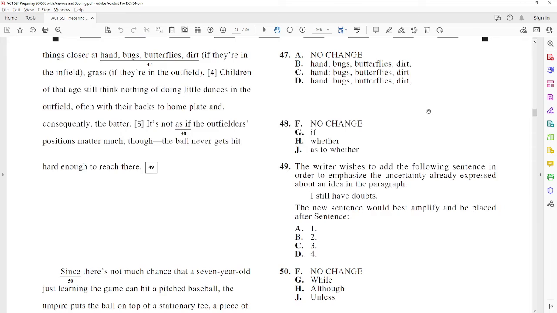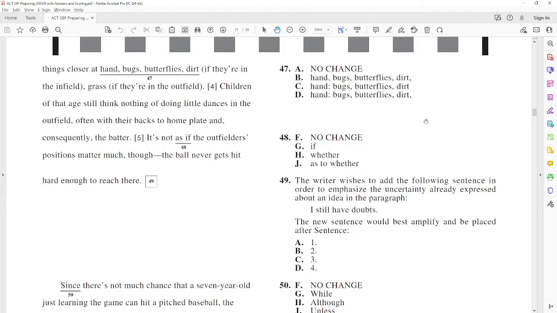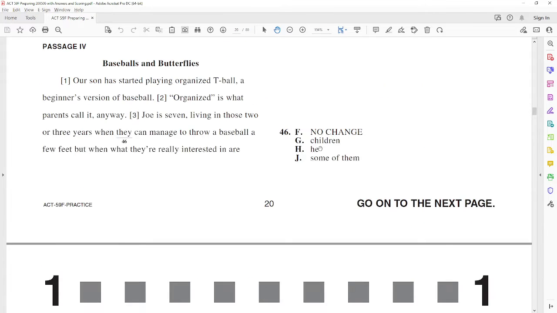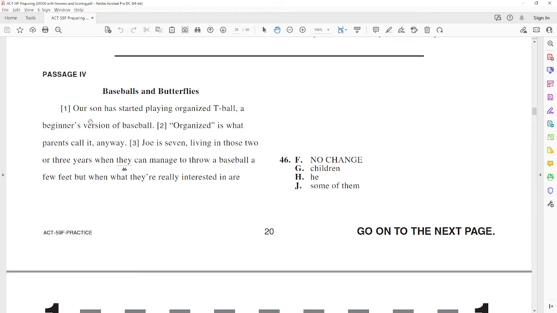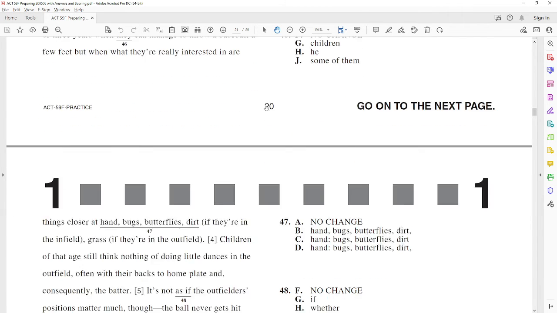Okay, that's what I put there. I always like to check my topic list to make sure I got it right. So let's check this. It says the writer wishes to add the following sentence in order to emphasize the uncertainty already expressed about an idea. I still have doubts. All right, let's see. After sentence 1, it better talk about something they could have doubts about. Our son has started playing organized t-ball, a beginner's version of baseball. I still have doubts. Doubts about what? That it's a beginner's version of baseball? I guess this also has to do with modification. I wouldn't have doubts about it being a beginner's version of baseball. That's right next to it.